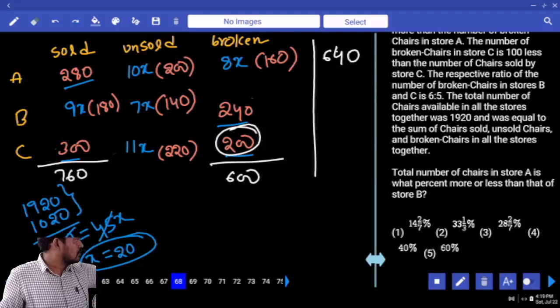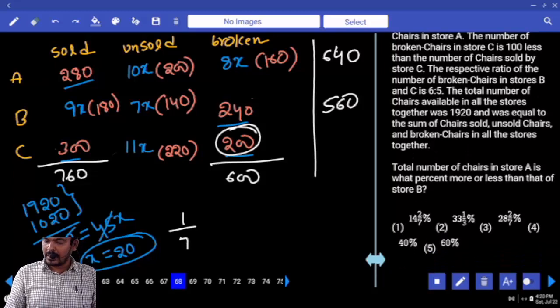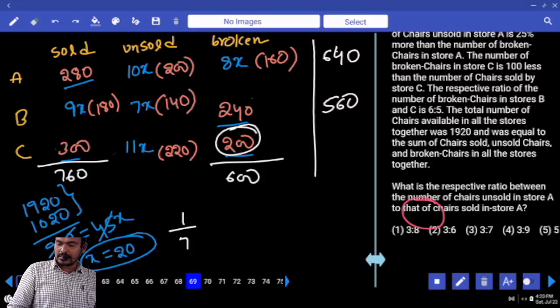180 plus 140, 320 plus 240, 560. What is the ratio? 8:7. 640 and 560, the ratio is 8:7. How many parts are more? One part. 1 upon 7. 1 by 7 means 14.2 by 7%.